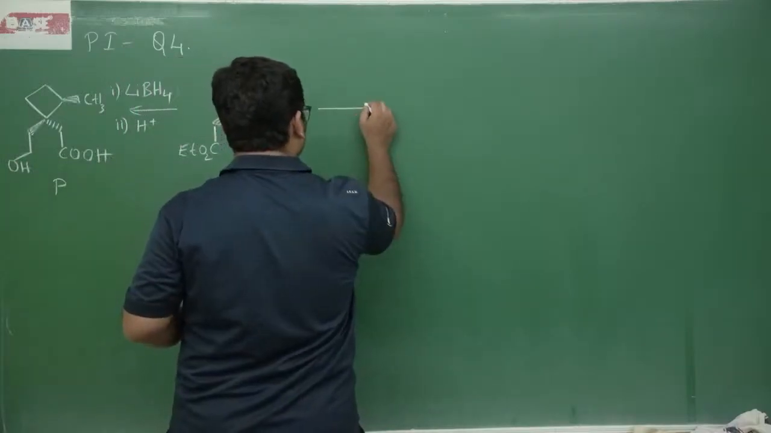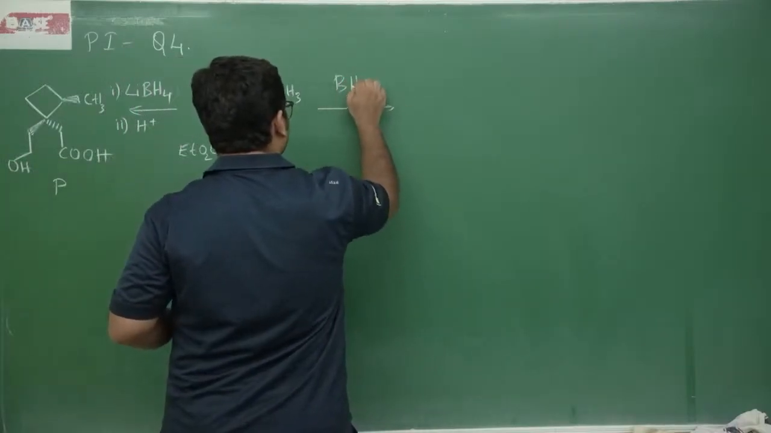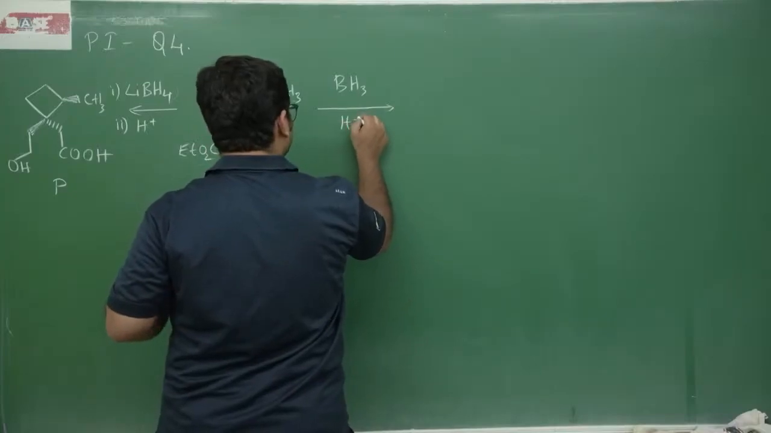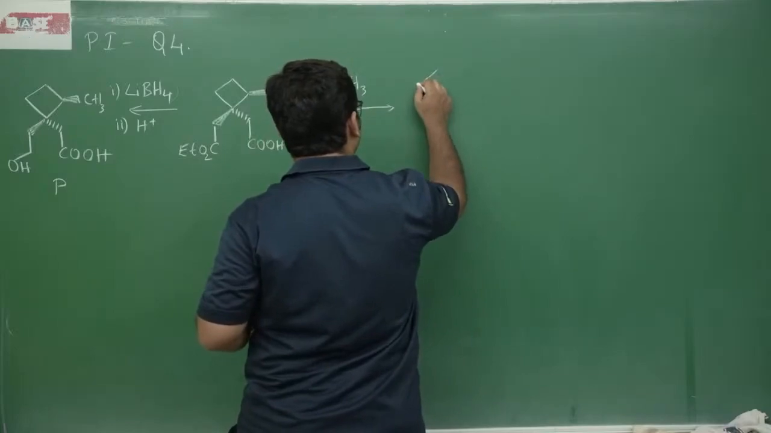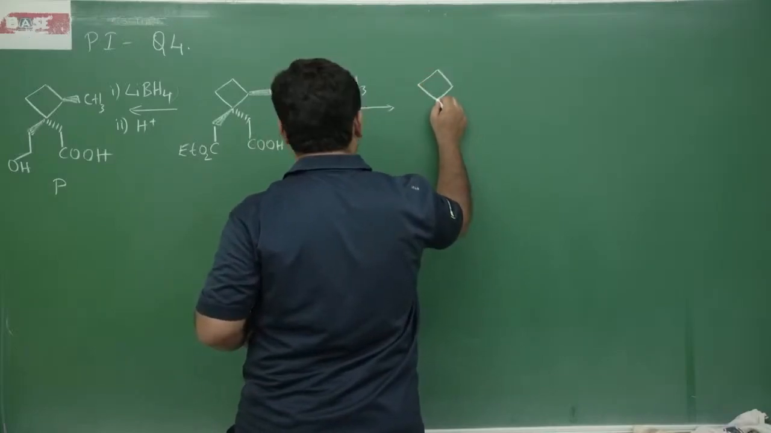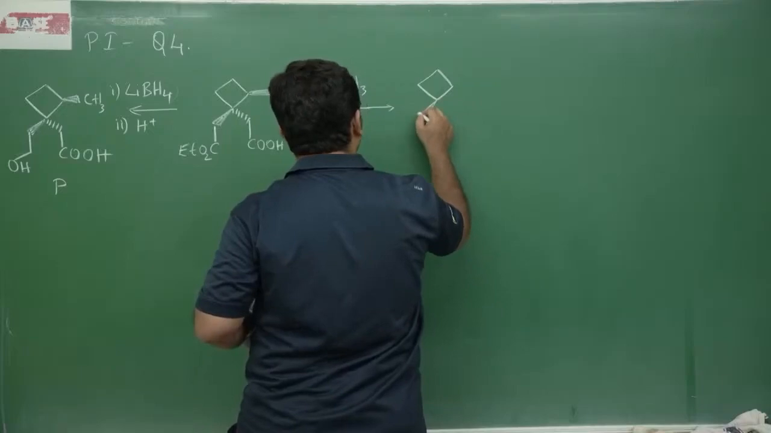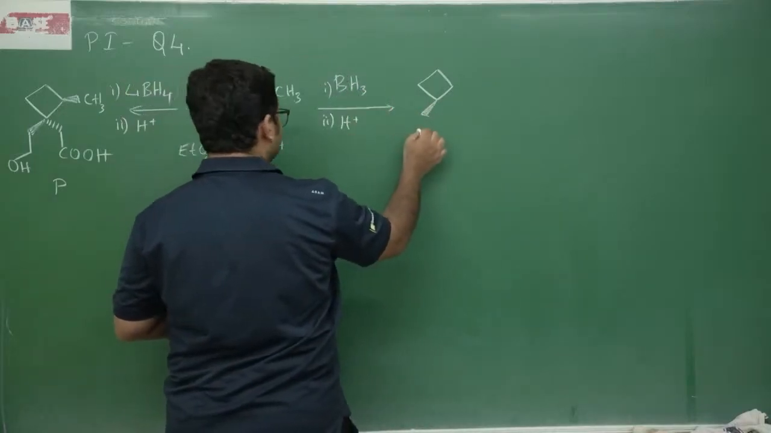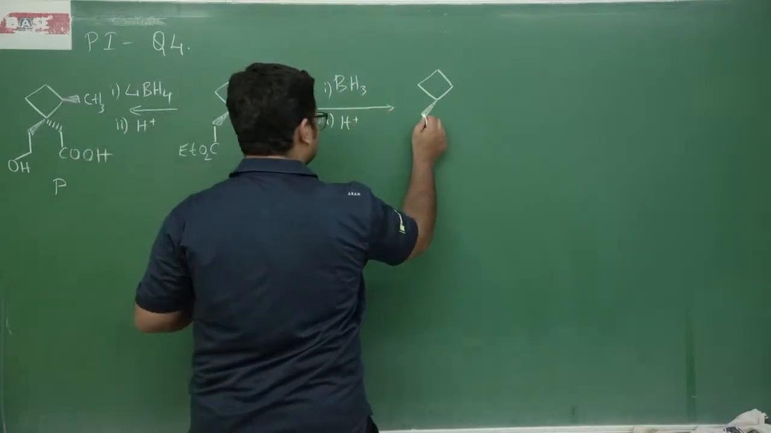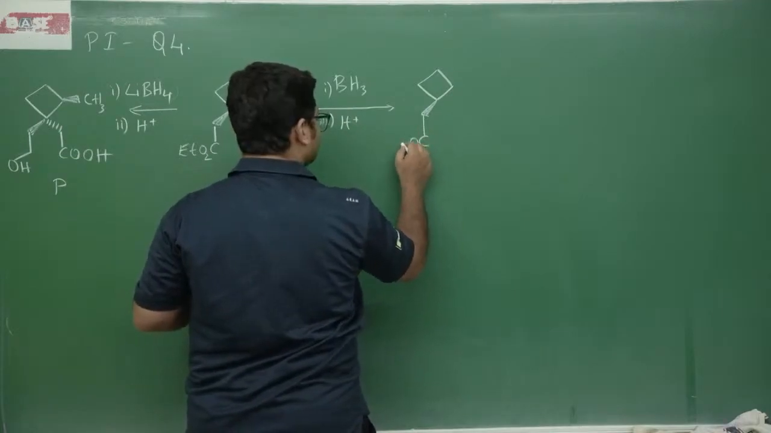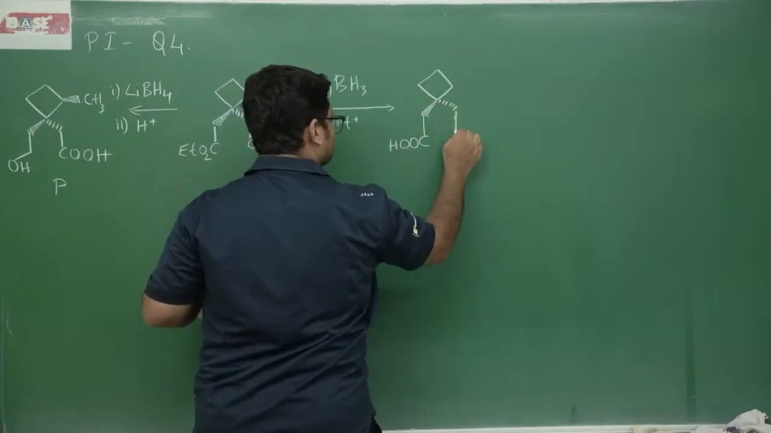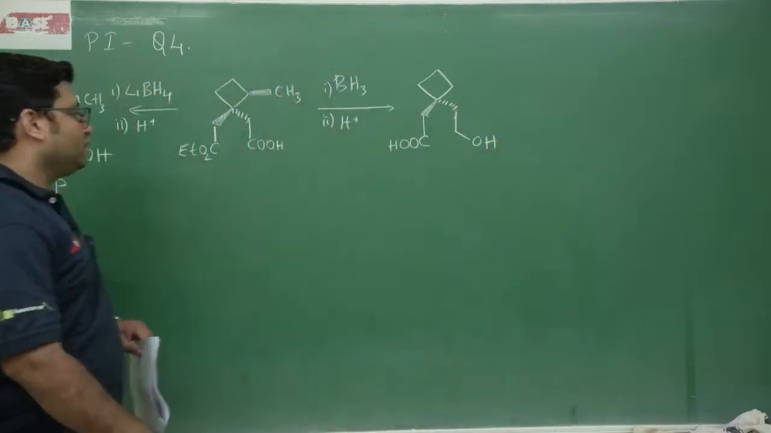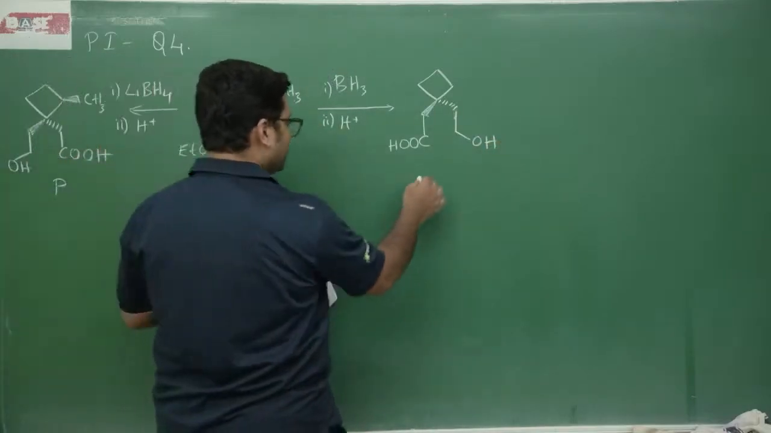And then the same compound when reduced with borane, BH3, followed by acid hydrolysis, it will reduce the carboxylic acid functional group, but the ester functional group remains undisturbed in the first step. In the second step, acid hydrolysis will hydrolyze the ester into carboxylic acid. That's the structure Q.